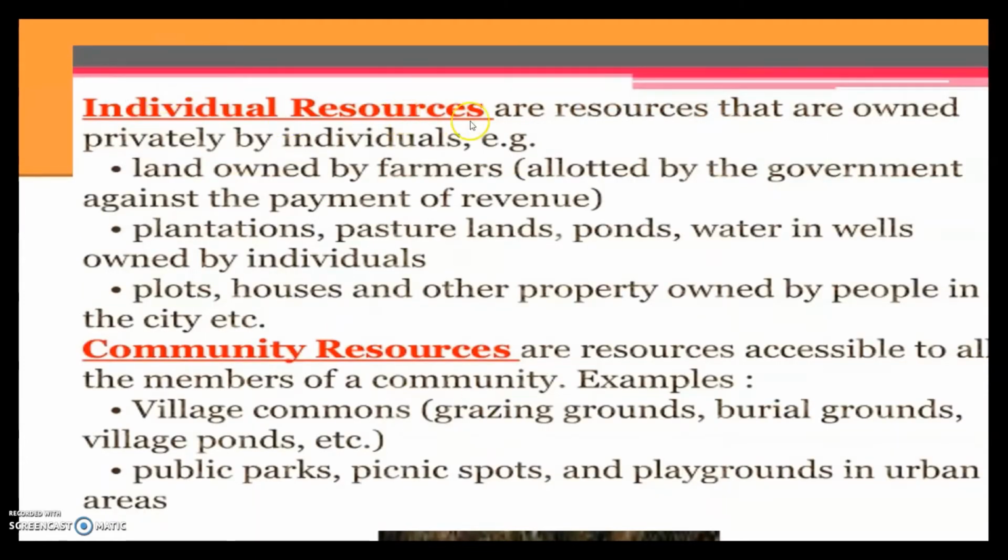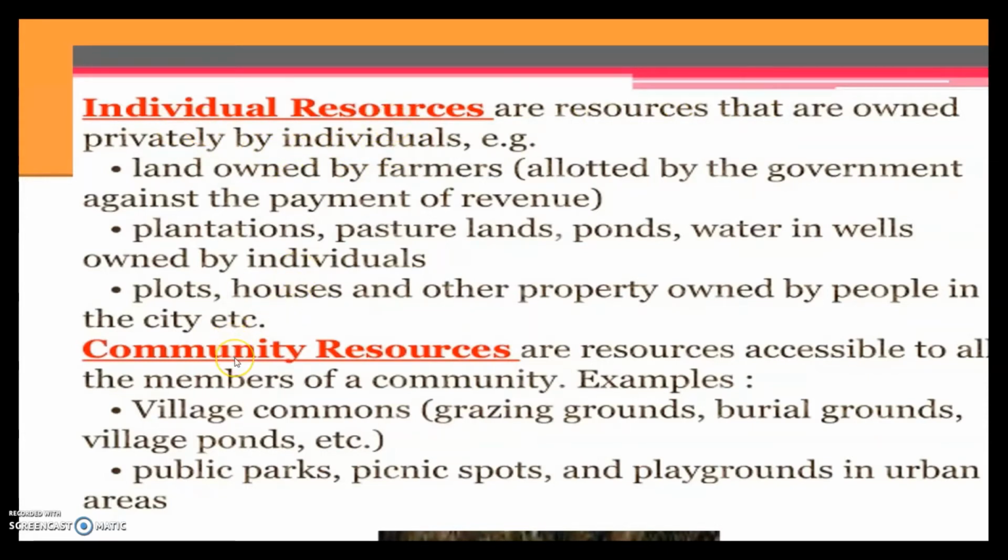What do you mean by individual resources? Individual resources are resources that are owned privately by individuals. For example, land owned by farmers, allotted by the government against the payment of revenue, plantations, pasture lands, ponds, water in wells owned by individuals, then plots, houses, and other property owned by people in the city, etc. Resources owned privately by individuals are known as individual resources.